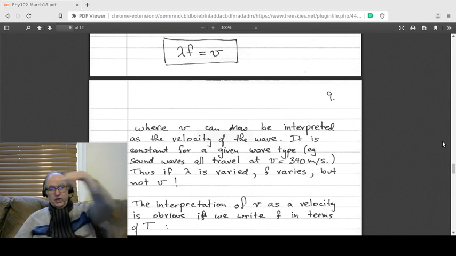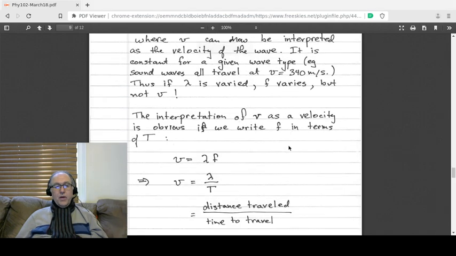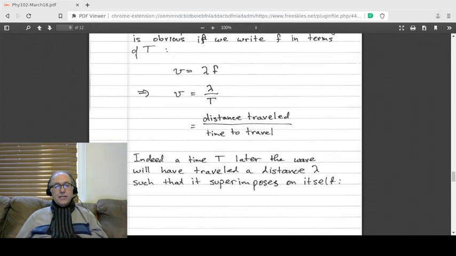That is the velocity at which crests travel by as the wave propagates. And if you write the frequency as the period, then you get that v is equal to lambda divided by T. But that's exactly what you mean by velocity, because lambda is the distance traveled in one cycle, and T is the time it takes to travel it.